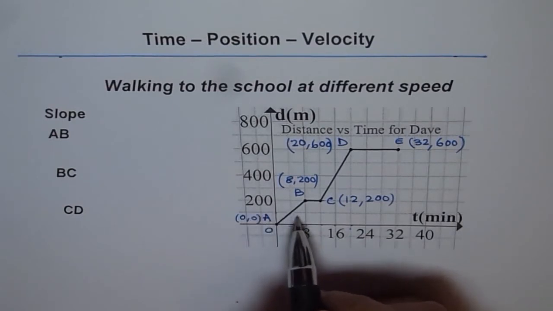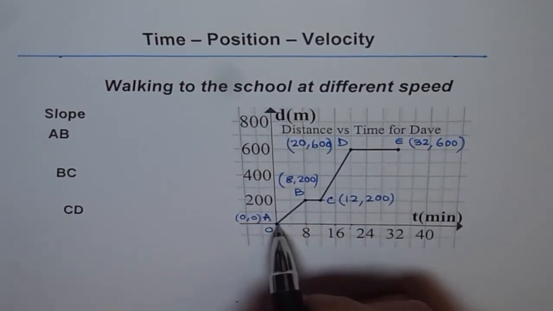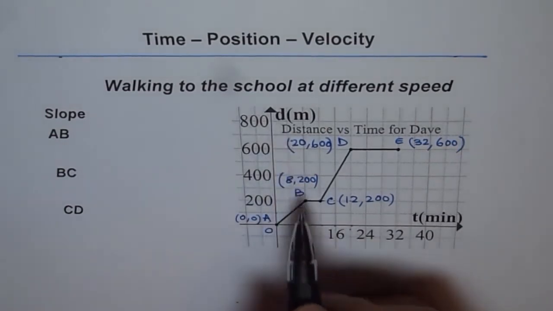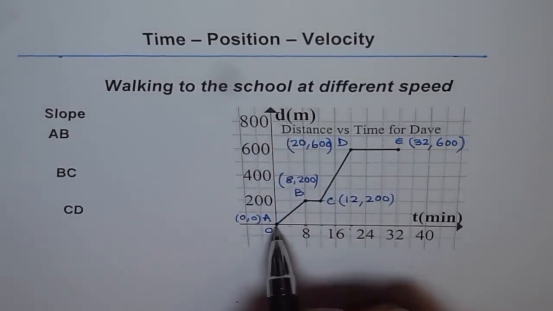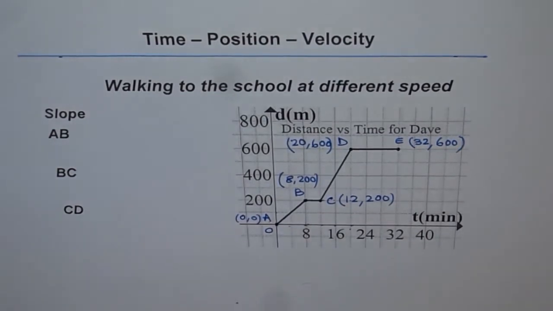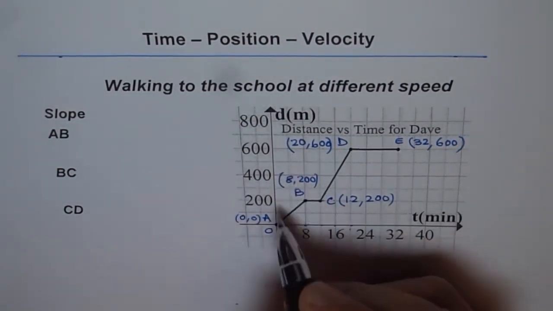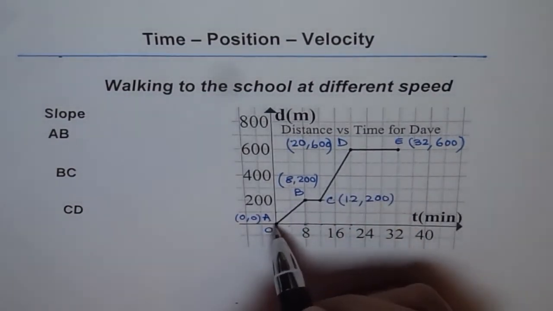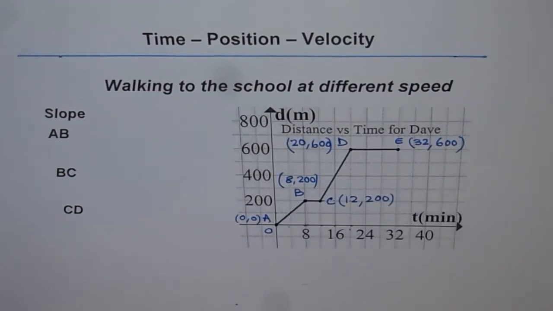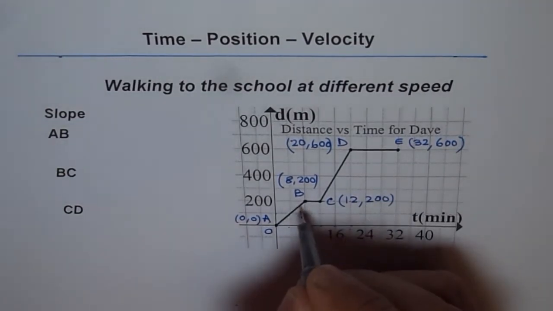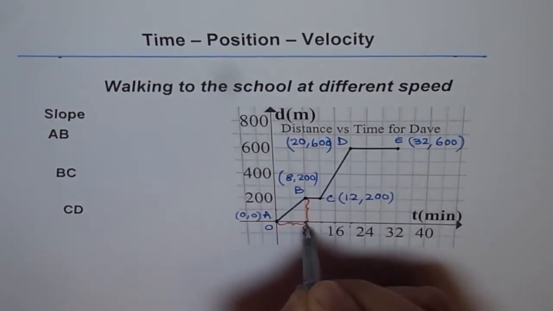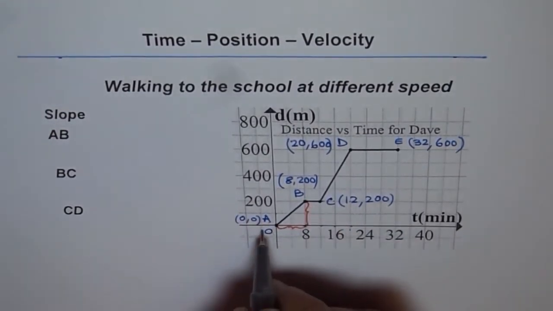And slope, as you know, is rise over run. Rise in this case is change in distance, and run in this case is change in time. Now, as an exercise here, let's find the slope for different legs in this particular graph. So the first leg, A to B, the slope is rise, change in height over change in run, change in distance over change in time.